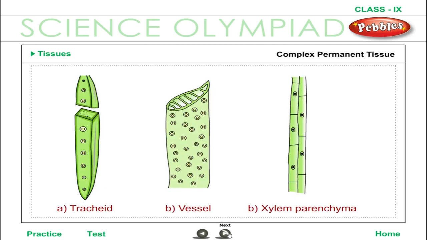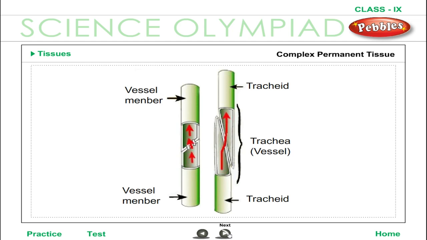Complex permanent tissue. Xylem consists of tracheids, vessels, xylem parenchyma, and xylem fibers. The cells have thick walls and many of them are dead cells. Tracheids and vessels are tubular structures. This allows them to transport water and minerals.